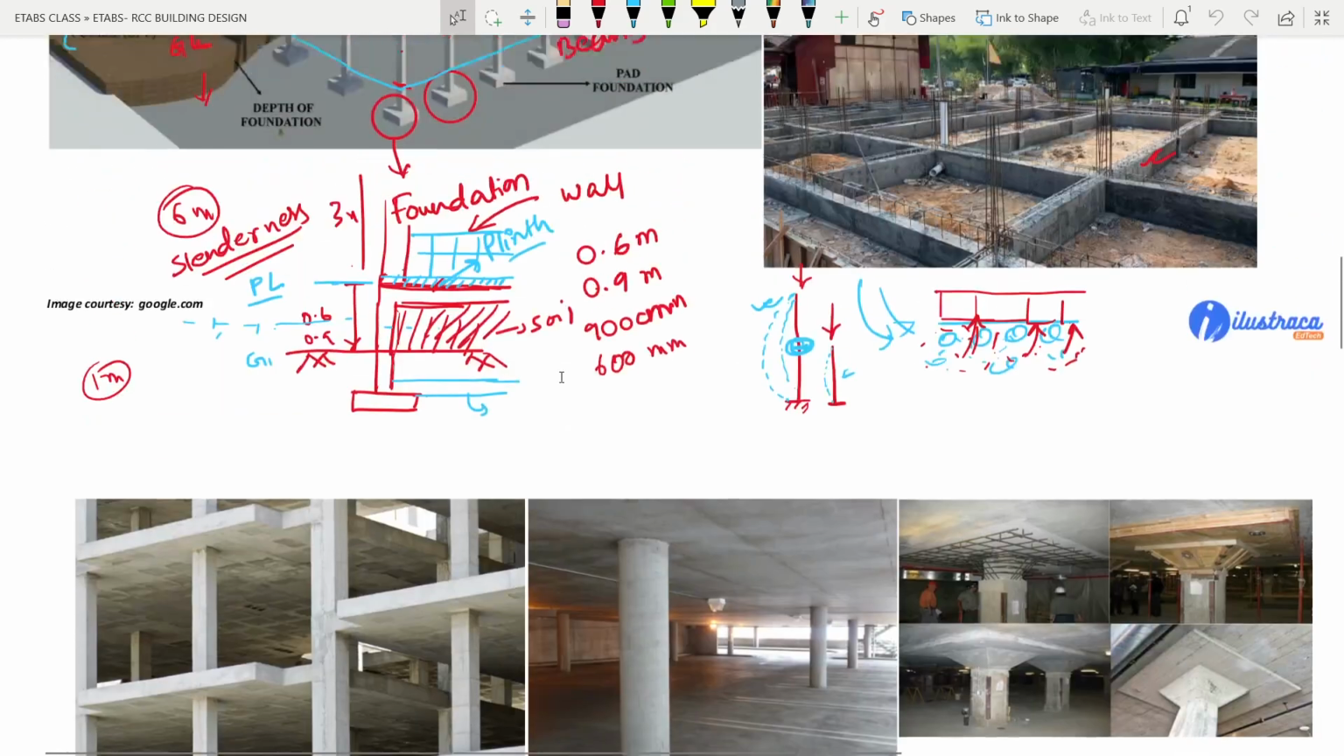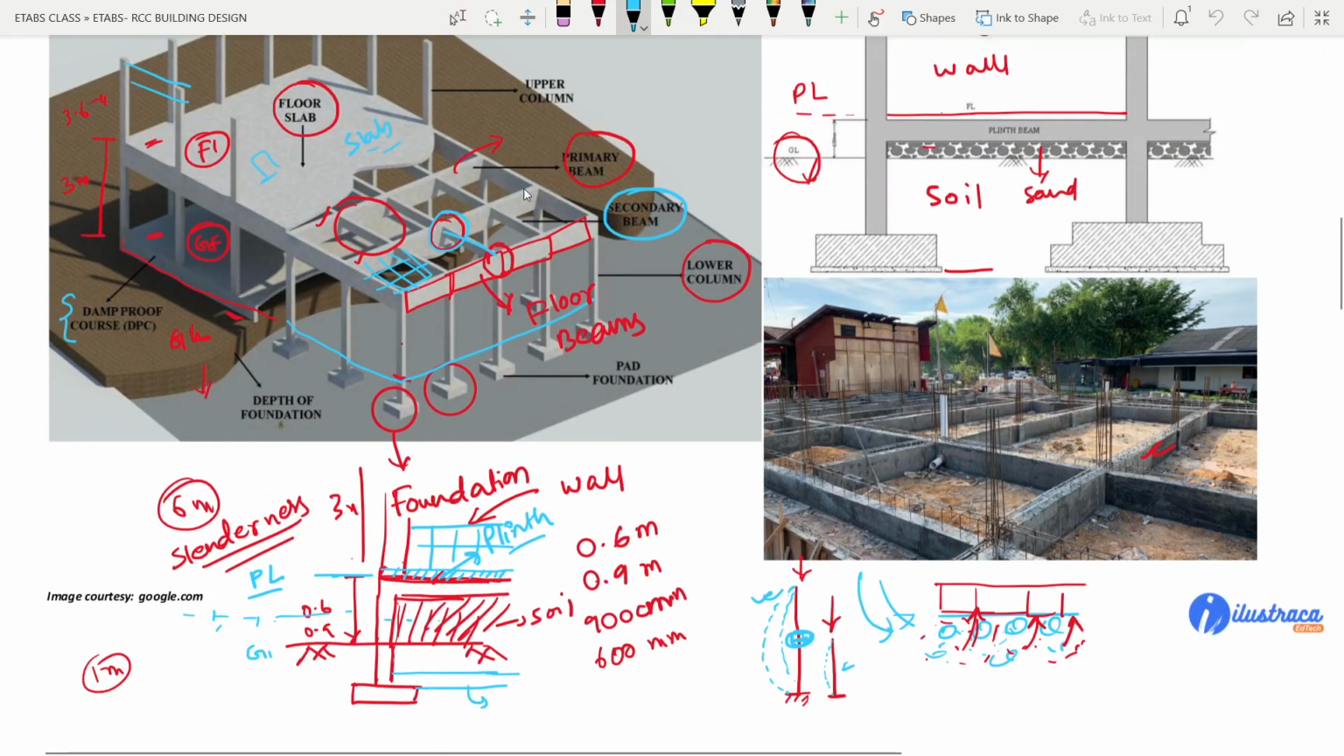So this is the type of RCC components we have. One is column, then beam, then slab, and at the bottom we will be having the foundations. It can be in terms of pad foundation, that means smaller pads, or maybe one pad for all the columns, or maybe combined for two or three. It is also possible. And there is another type of foundation called pile foundation. We will explain it later.